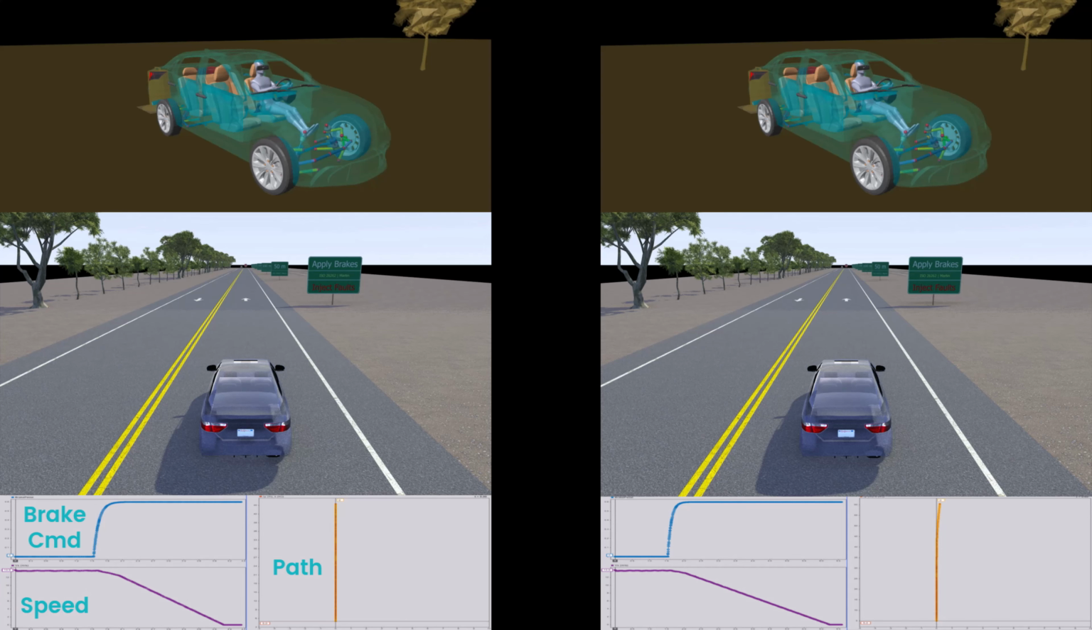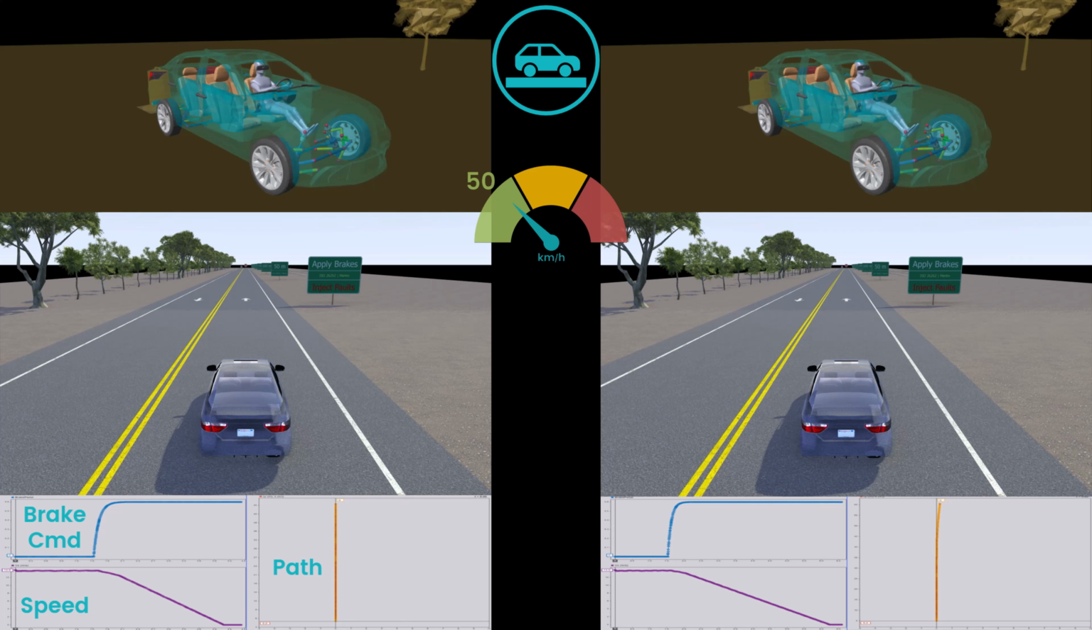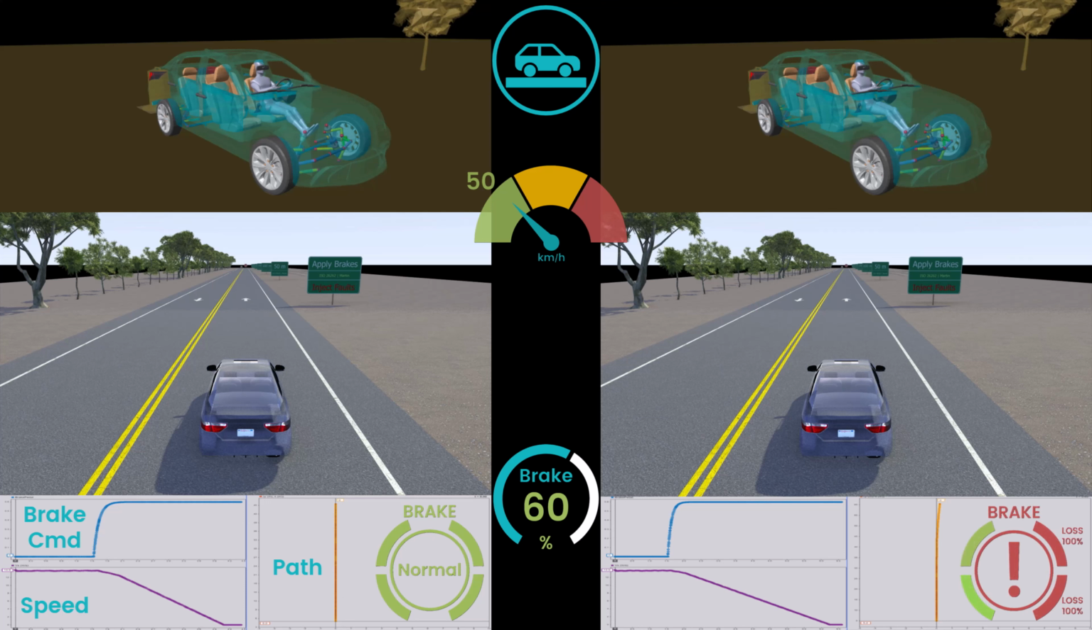In this demonstration, a vehicle is traveling on a flat road at 50 kilometers per hour, with the brake pedal applied to 60%. On the left, we will show the vehicle's normal braking behavior, while on the right, we will illustrate a brake failure scenario, where both the right front and right rear brakes experience a 100% loss. Let's begin the simulation.